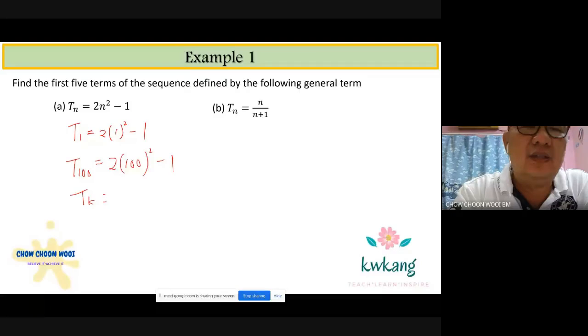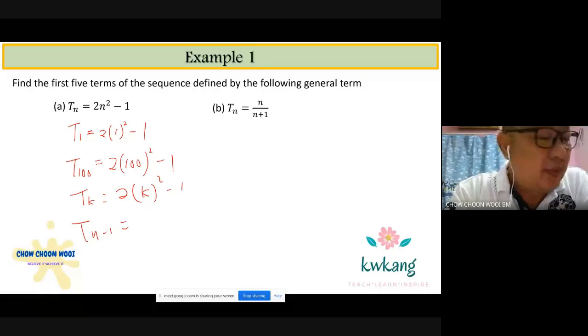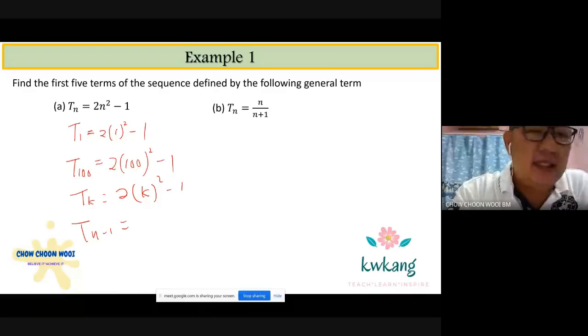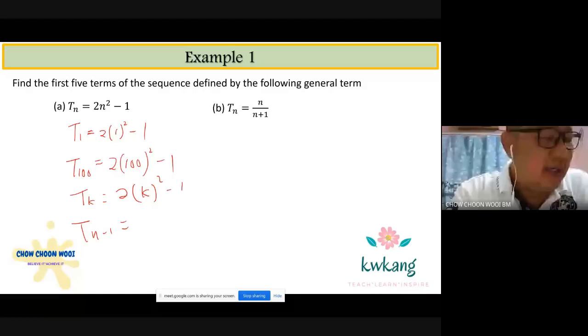What about Tn minus 1? Nah, sekarang Tn minus 1. Jangan kata cikgu tak ajar. Ya. 2n minus 1 sama dengan... Betul? Betul. Teruskan. 2 kurungan n tolak 1. Betul? Kurungan kuasa 2 tolak 1.